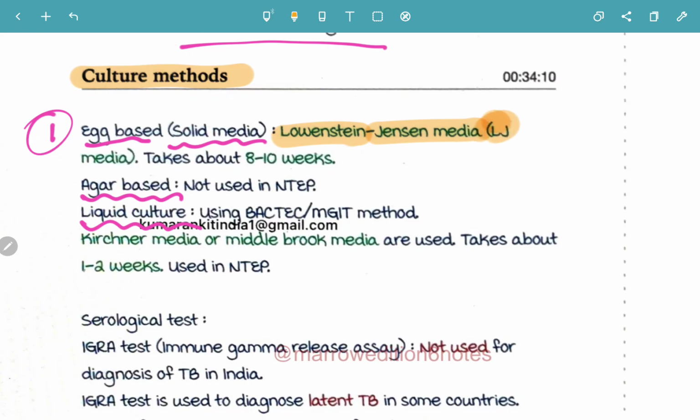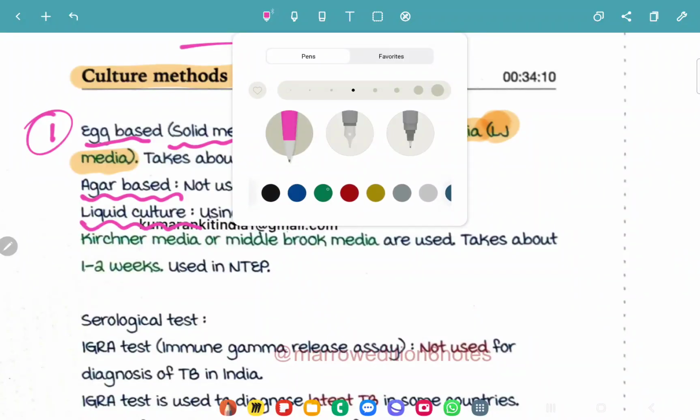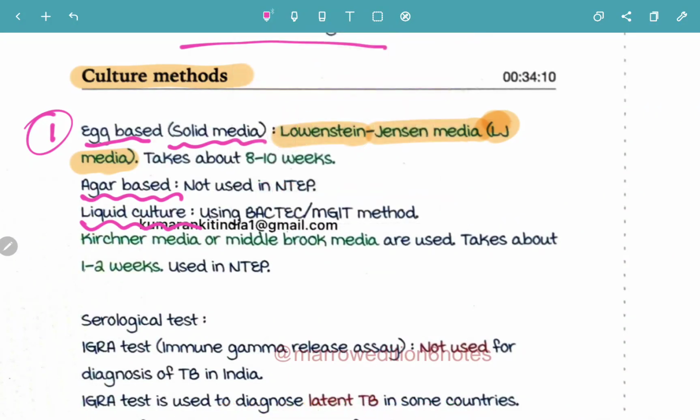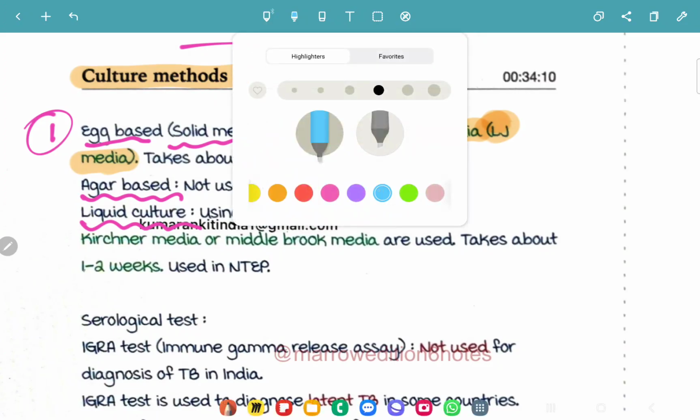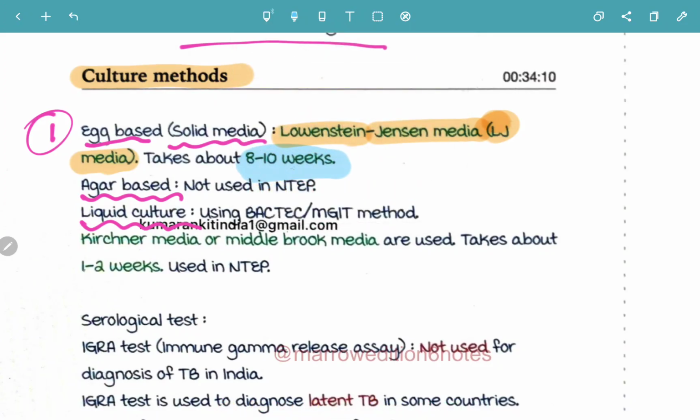Egg based or solid media methods are going to be your Lowenstein-Jensen media, LJ method, very famous media. It is the most widely used media. What is the duration of time it takes? It takes around 8 to 10 weeks. Remember, the duration for LJ media is 8 to 10 weeks. So it's a very long duration, right? You can't just wait for 8 to 10 weeks to treat a TB patient. So therefore, treatment is started earlier itself.